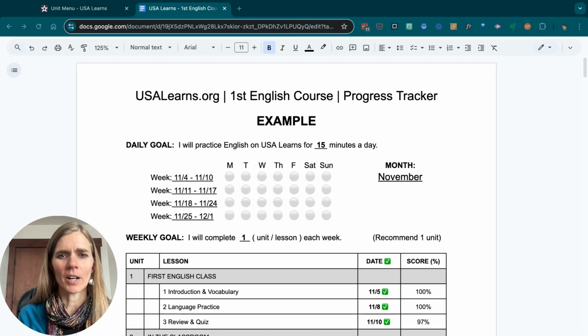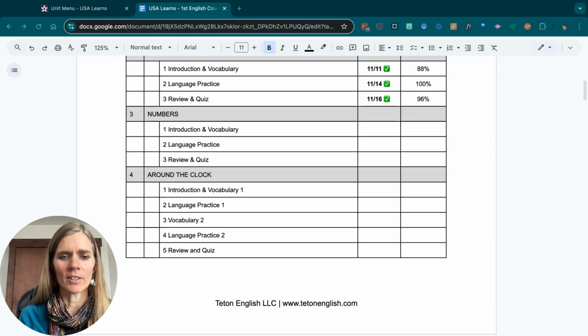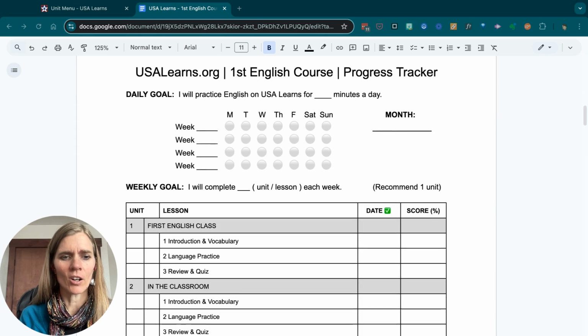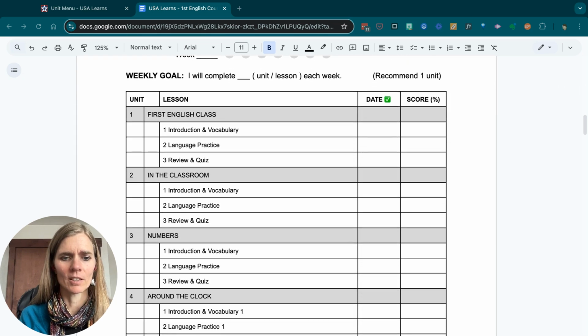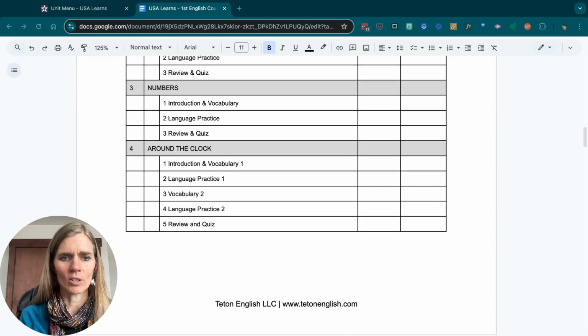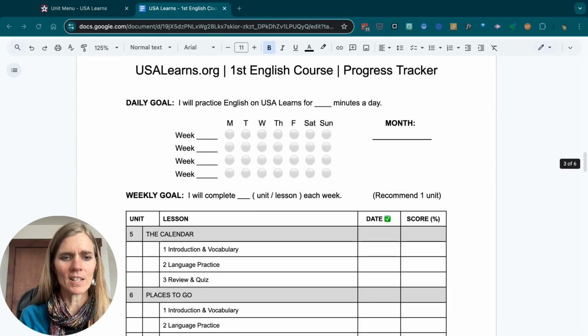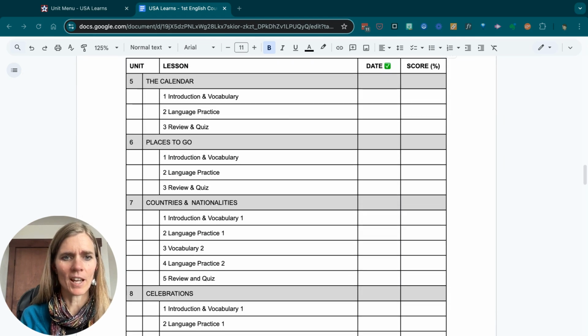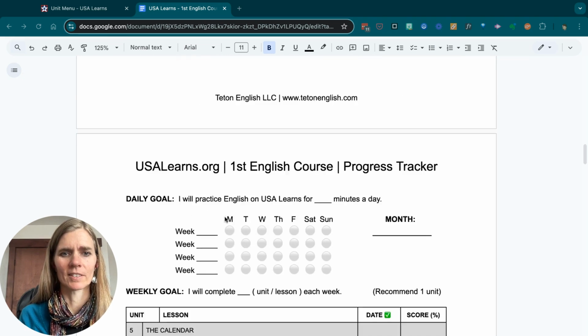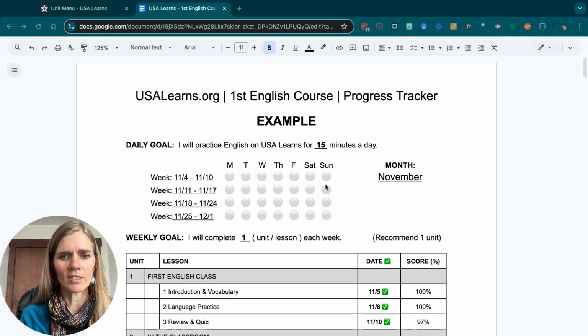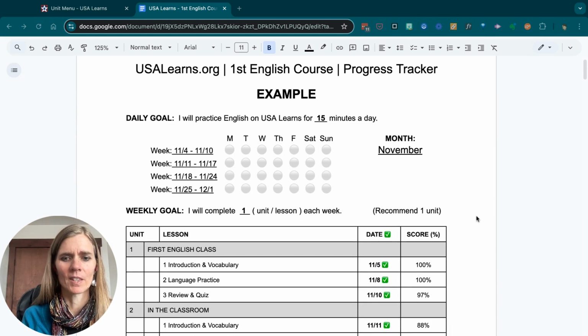This is the progress tracker for USA Learn's first English course. Page 1 has an example, and the following pages are all 20 units of first English course. You can see that some units have 3 lessons and others have 5 lessons. Let's look at the example.